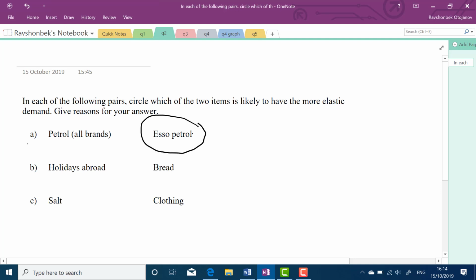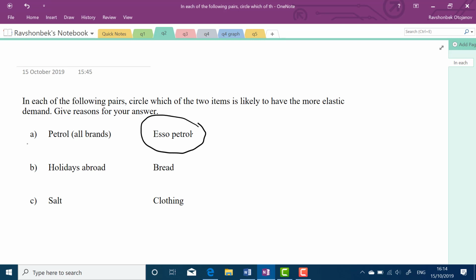Next one. Holidays abroad or bread commands high elasticity. Let's hear from you. The holidays abroad. Yes, why? Because it's a luxury. It's not a necessity like bread. Yeah, okay. It's not a necessity, right? Or are you saying it is a necessity? No, it's not a necessity.